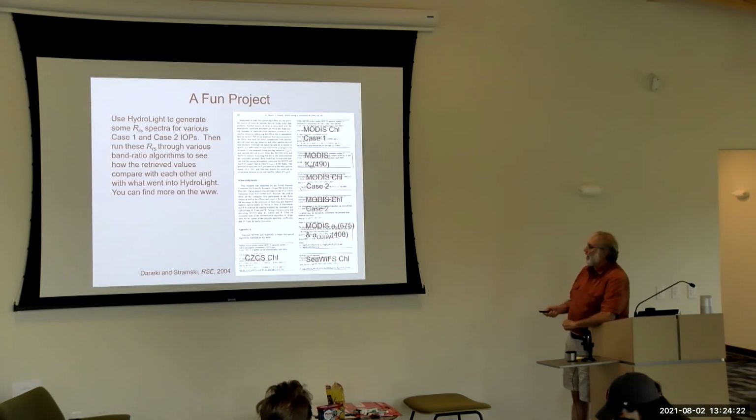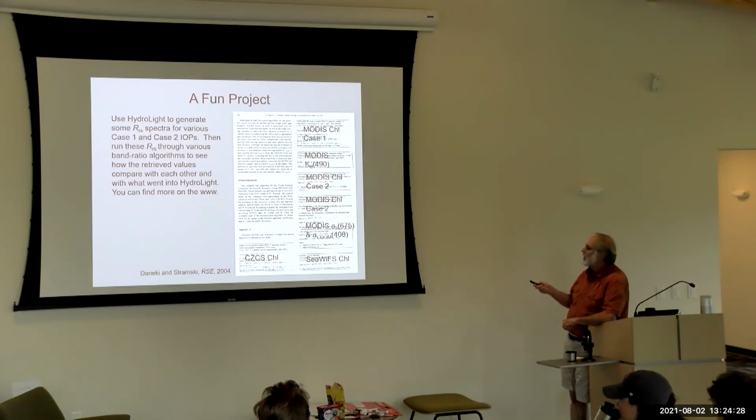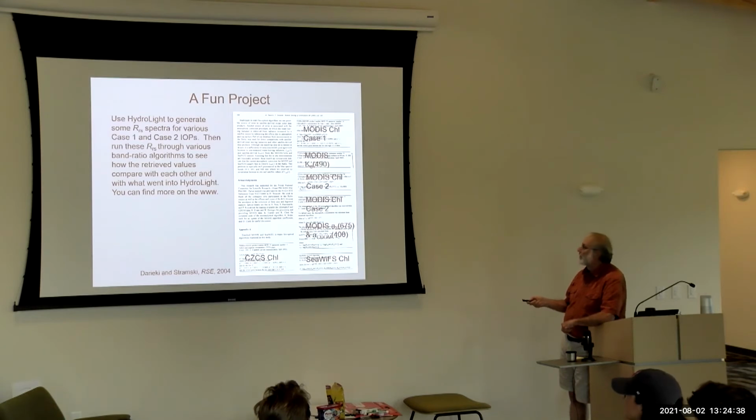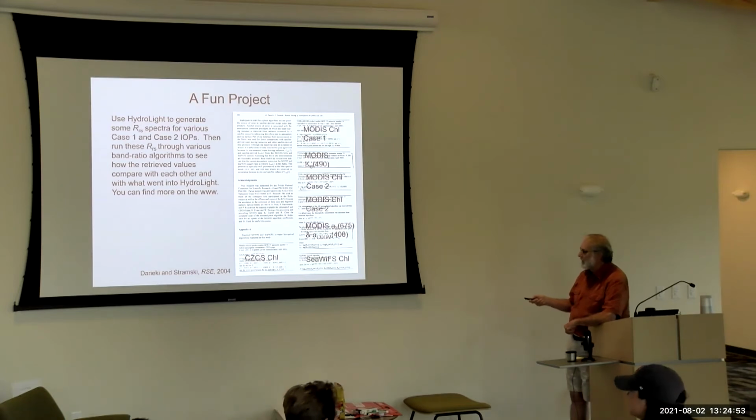Okay, if you want to amuse yourself on a rainy Saturday sometime, here's a paper by Dierssen and Stramski where they went through and looked at all of these different band ratio algorithms that people have cooked up. So here's CZCS's for chlorophyll. You just saw that. There's a MODIS for chlorophyll. If it's case 1 water, there's a MODIS for chlorophyll. If it's case 2, another one, you know, MODIS's phytoplankton at 675. There's the SeaWiFS chlorophyll algorithm.